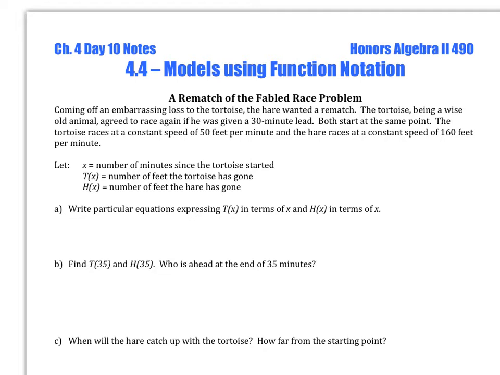So, a rematch of the fabled race problem. Coming off an embarrassing loss to the tortoise, the hare wanted a rematch. The tortoise, being a wise old animal, agreed to race again if he was given a 30-minute lead. Both started at the same point. The tortoise races at a constant speed of 50 feet per minute, and the hare races at a constant speed of 160 feet per minute.